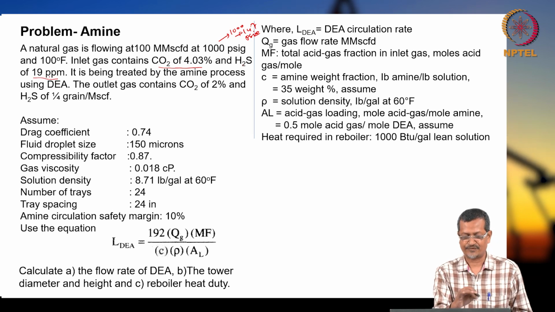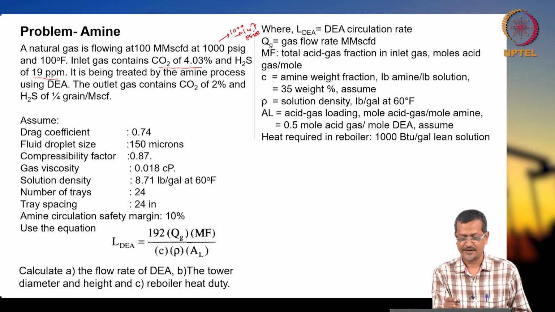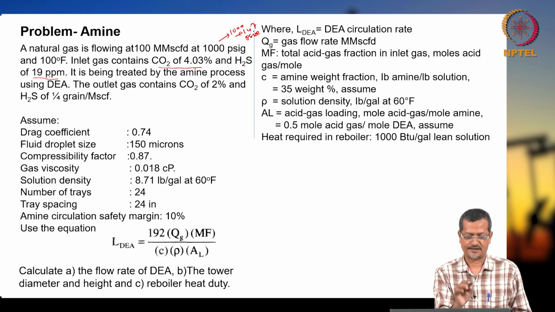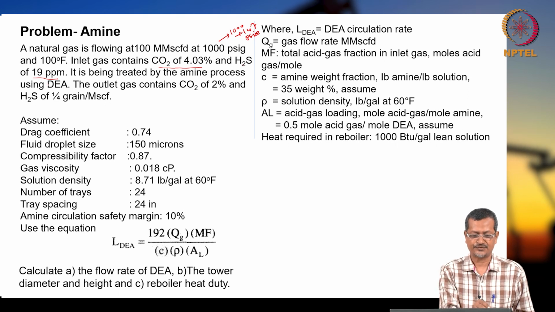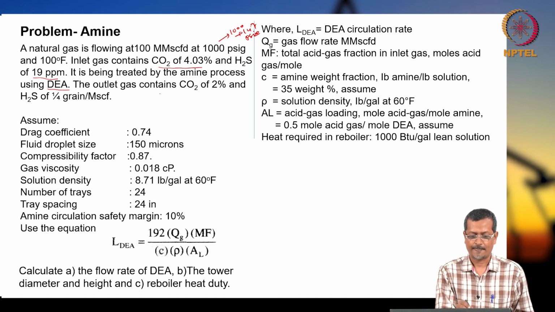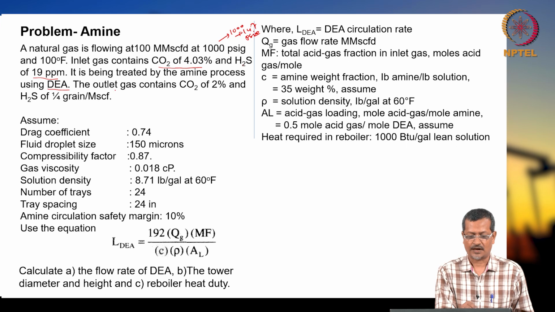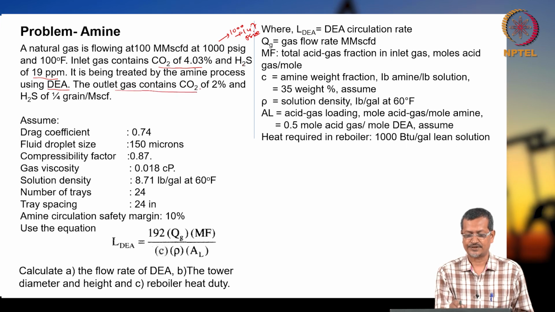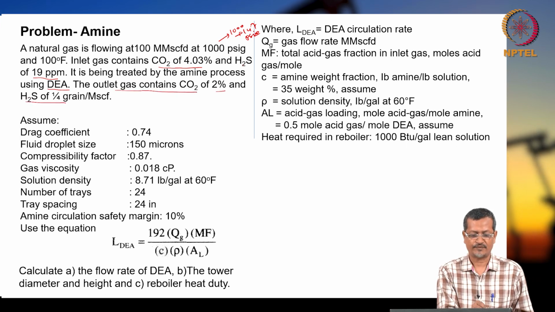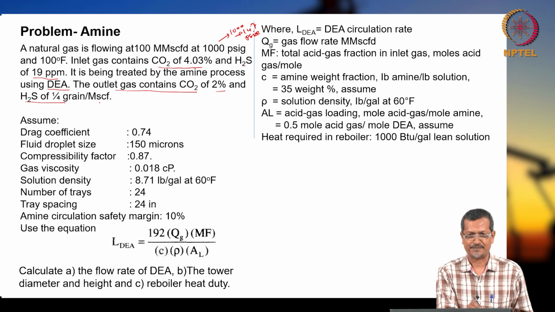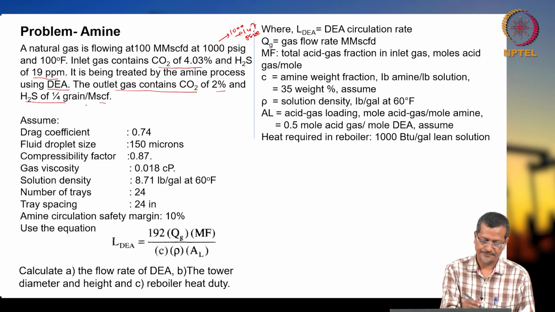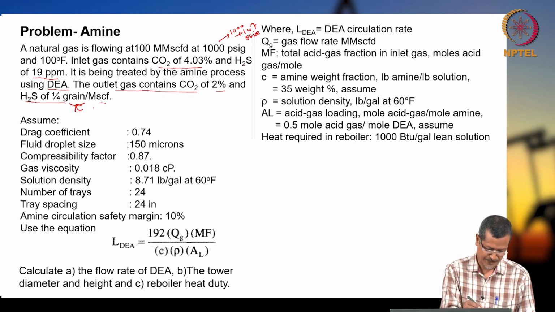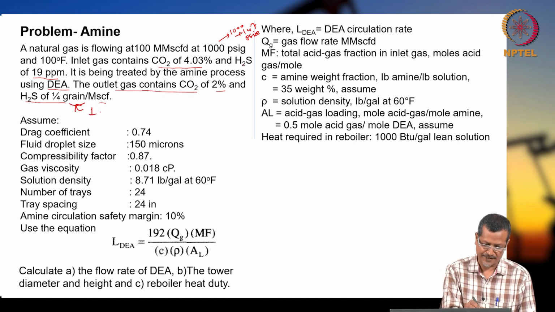You see I have given these two in different ways, so you have to convert, actually you have to make them a single type. It is being treated by the amine process using DEA, diethanolamine. The outlet gas contains carbon dioxide of 2% and H2S of 1/4 grain per MSCF. Okay, so I will explain that one. What is a grain? Grain is a unit.